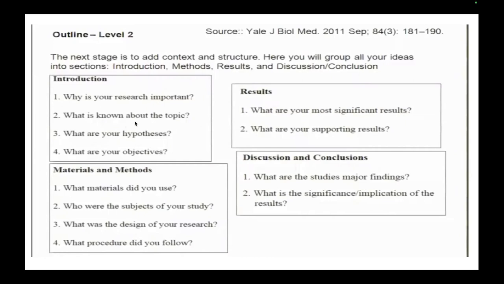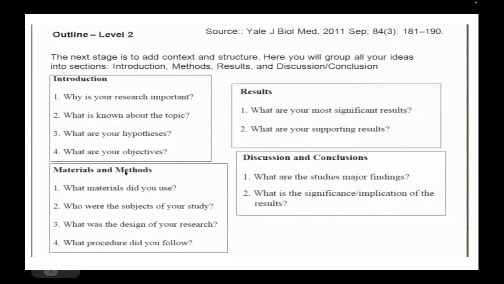All these things you write in the introduction. When you focus on these things, you will be on track, and you will not write extra things. The importance of your research and what is already known is very important. Writing that is very important before writing your hypothesis in the introduction section.